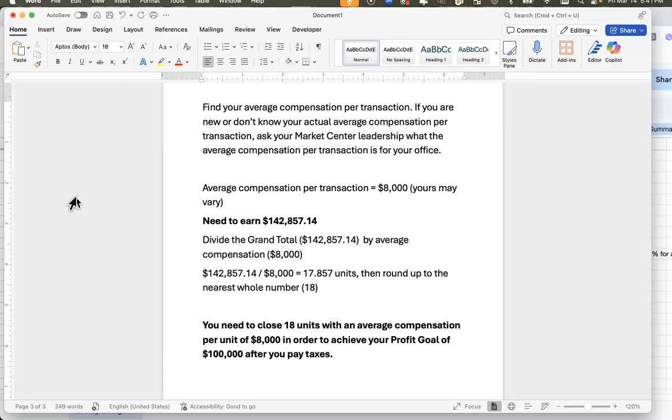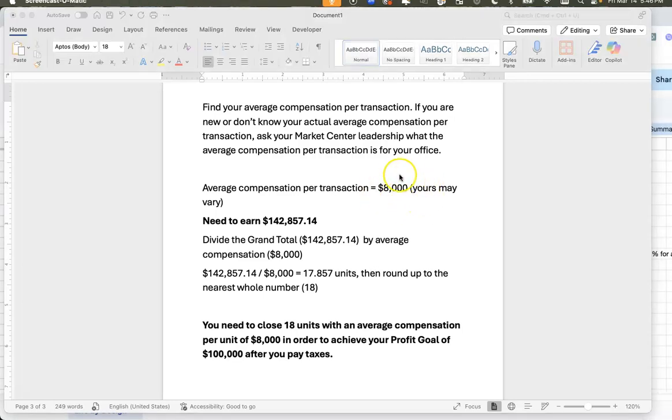Next, you'll need to find your average compensation per transaction. If you're new, or you don't know your actual average compensation per transaction, which, by the way, if you've been in business at KW for a while, you can download your multi-year trends report and you can see your average compensation per transaction. If you don't have that number, ask your market center leadership what the average compensation per transaction is for your office and use that number for this year, and next year you'll have a personalized number. For this example, we're going to use an average compensation per transaction of $8,000.